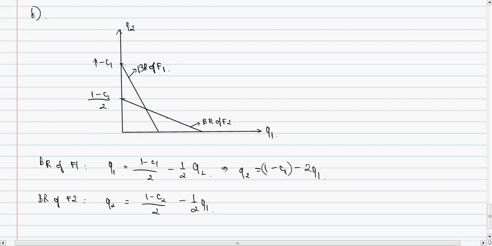Now if 1 minus C1 is smaller than (1 minus C2)/2, then you will have a curve somewhere like this and it's going down, so there won't be any intersection between the best response functions of both of the firms, and there won't be any equilibrium. Okay, so the condition in order for the equilibrium to exist is 1 minus C1 will have to be bigger than (1 minus C2)/2.